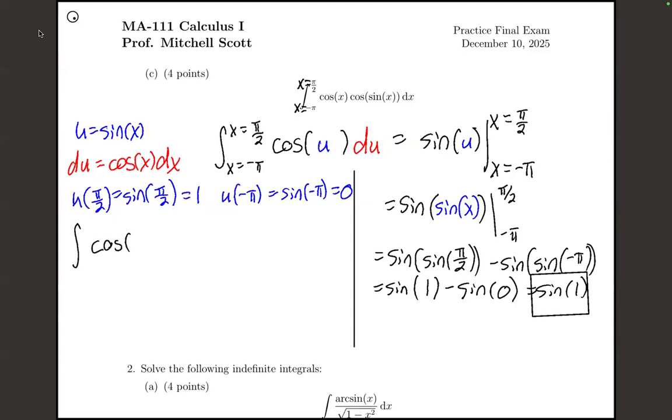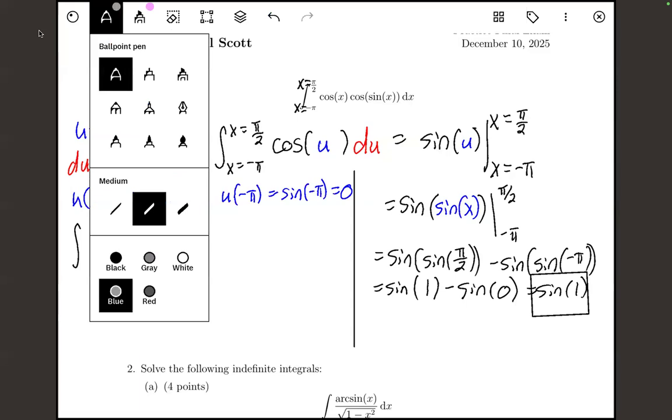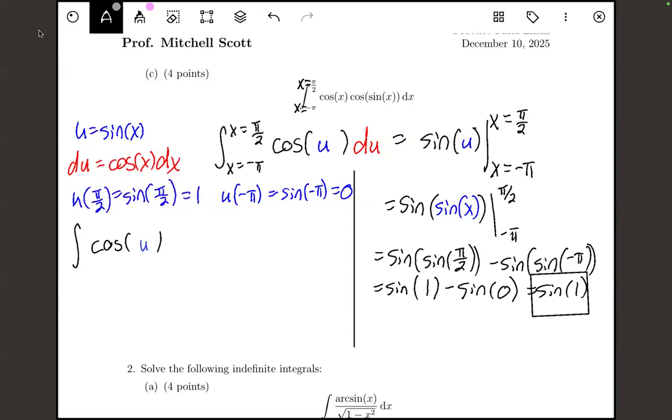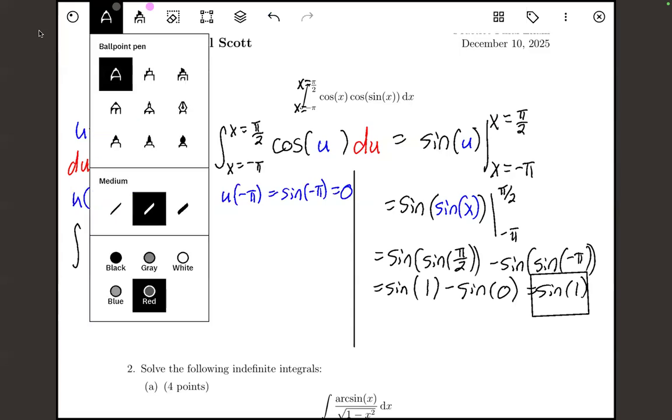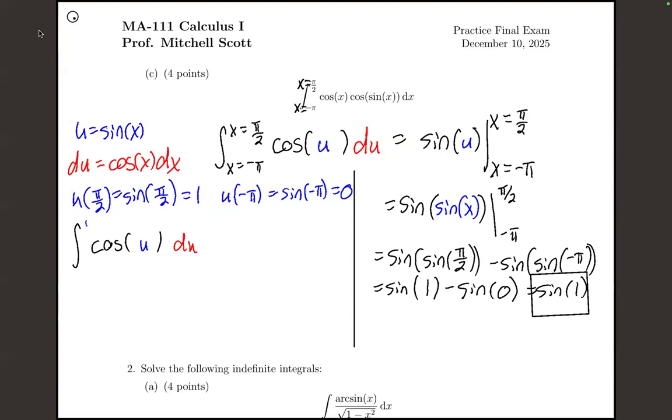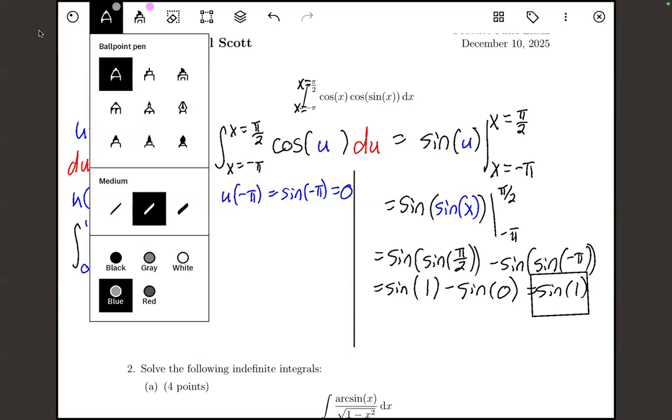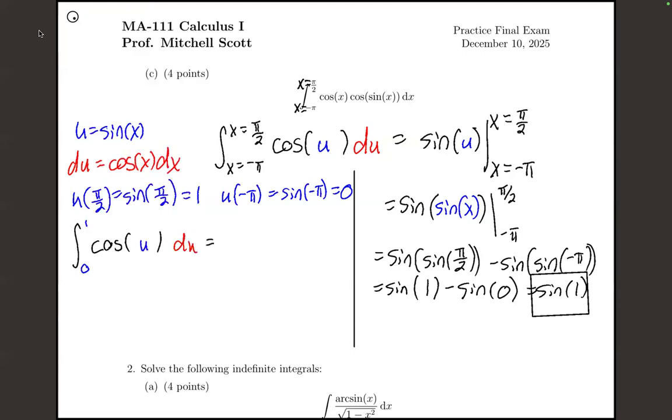of cosine u du, and then our bounds are actually in terms of u. So we can do 1 and 0, and this antiderivative is well known to us, and in fact, we just used it over here. We know that this is going to be sine of u evaluated at 1 and 0. And since these are now in terms of u, I don't have to convert back or anything. I can just plug in.